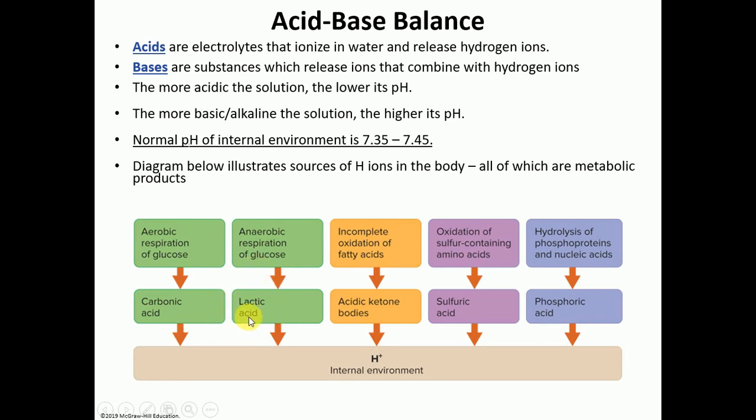And both of these you see here are acidic products that are going to increase the hydrogen ions inside of our bodies. The incomplete oxidation of fatty acids releases ketone bodies, which are acidic. The oxidation of amino acids that contain sulfur will end up making sulfuric acid, while the hydrolysis of phosphoprotein and nucleic acid ends up making phosphoric acid.